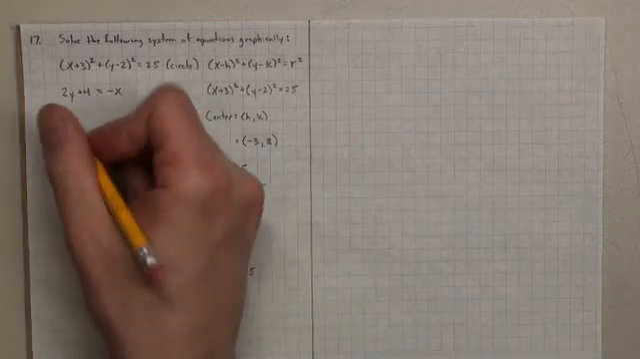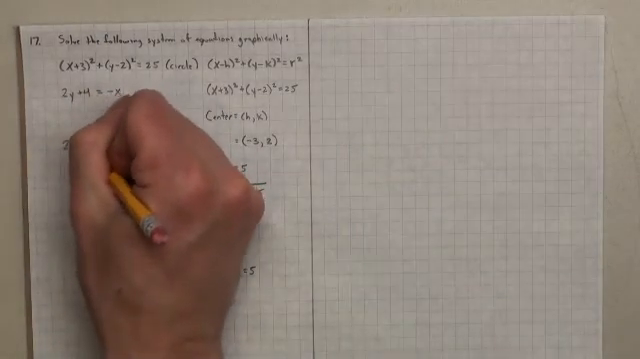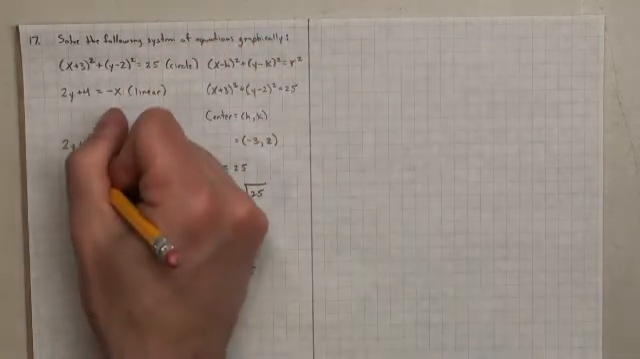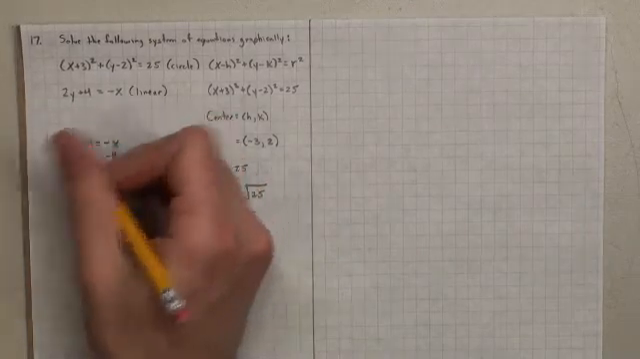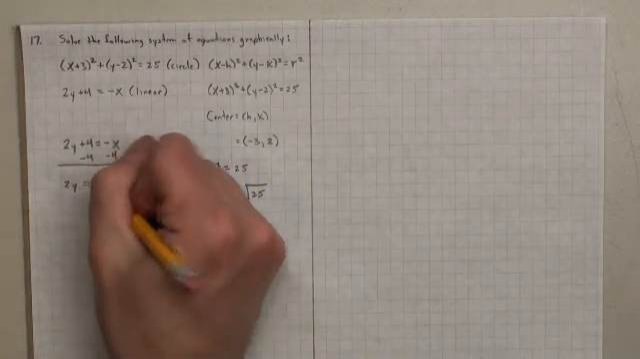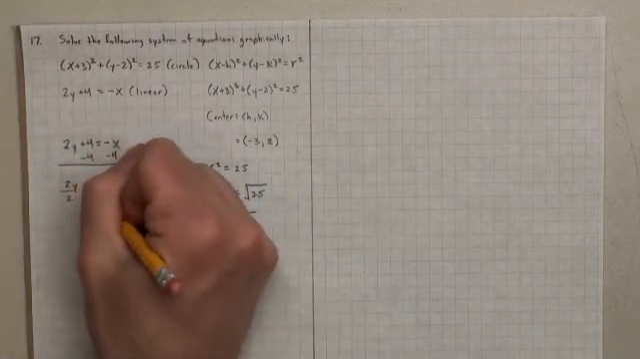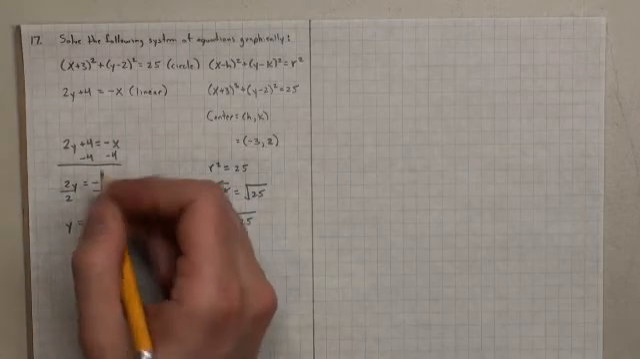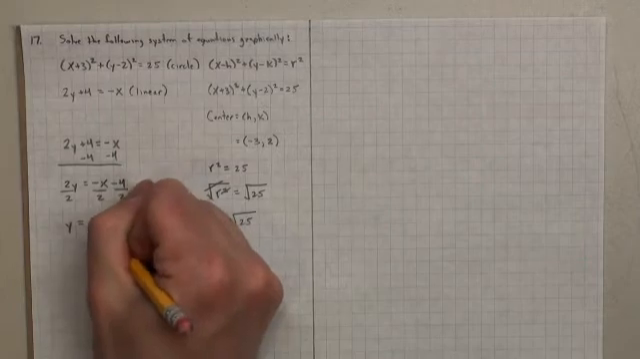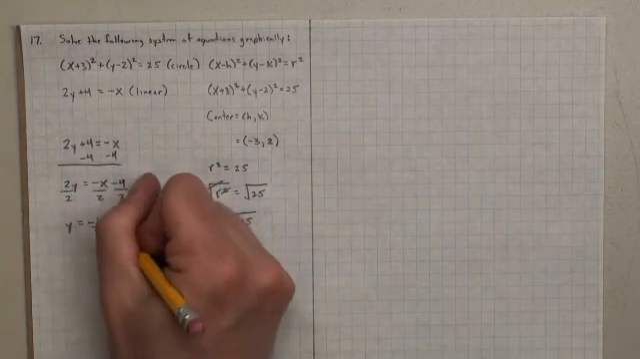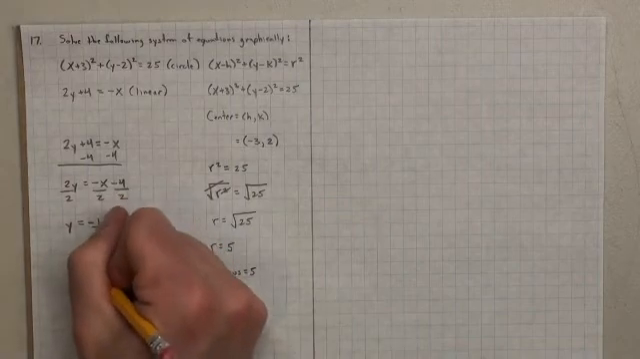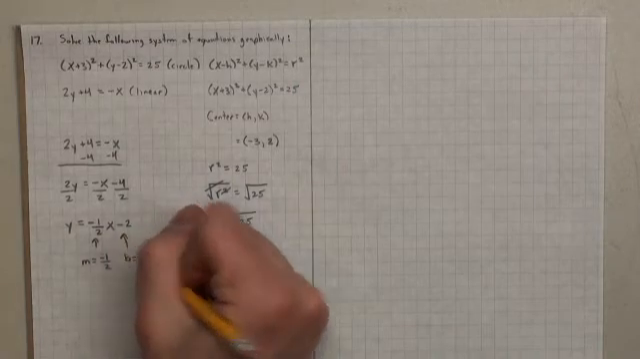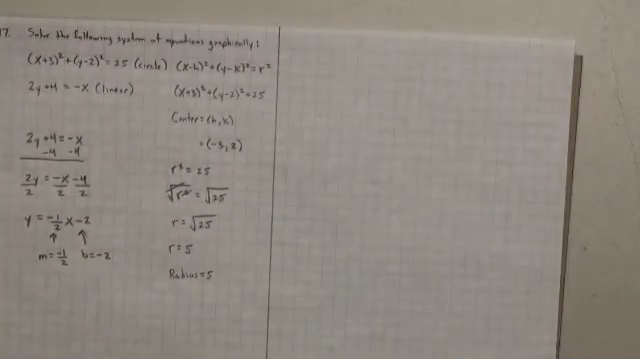But first let's just fix up this linear equation. We have 2y plus 4 equals negative x. This is obviously our linear. Nothing is squared. Let's subtract 4 from both sides. 2y equals negative x minus 4. Divide everything by 2. y equals negative 1/2 x, and minus 4 over 2 is minus 2. So our m is negative 1/2, and our b is negative 2. Okay, let's draw our graph.